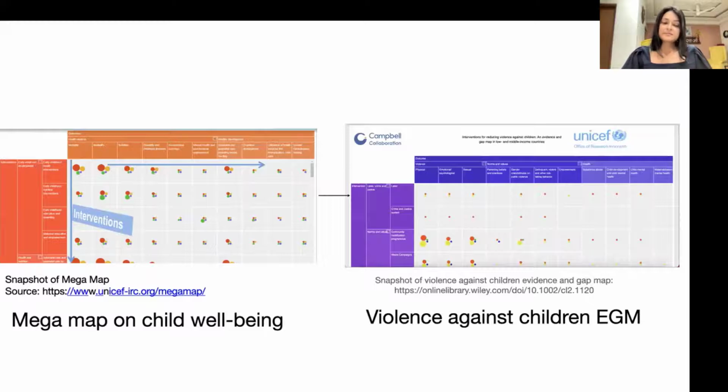Now, like the disability example, even with the mega map on child well-being, once it was published and we had a lot of stakeholder consultations, another important area was identified for evidence mapping, which was violence against children. Again, this was also funded by UNICEF Innocenti, and this is already published and it is online for access.